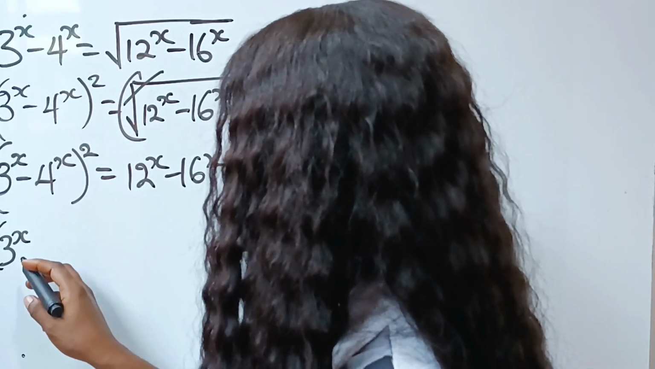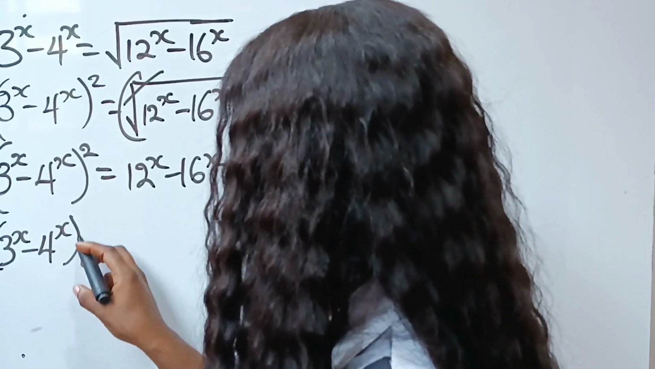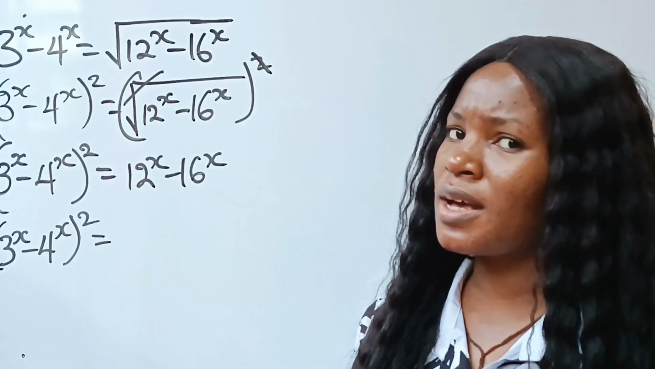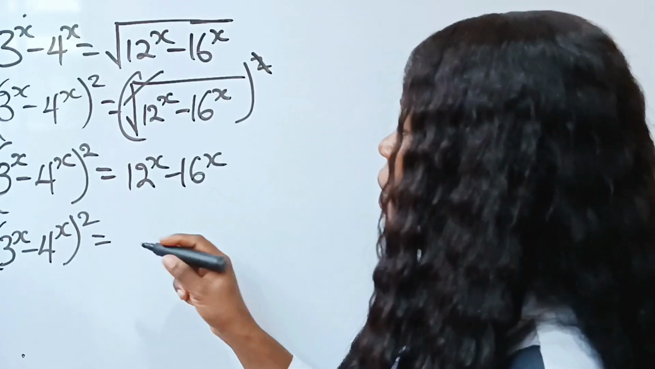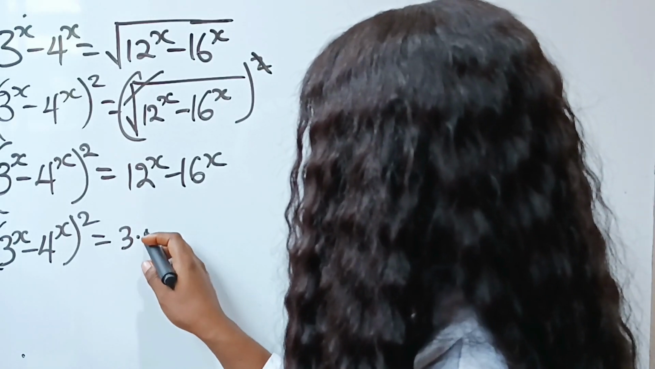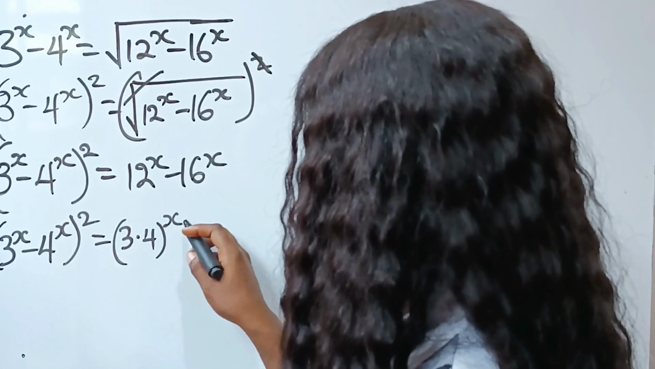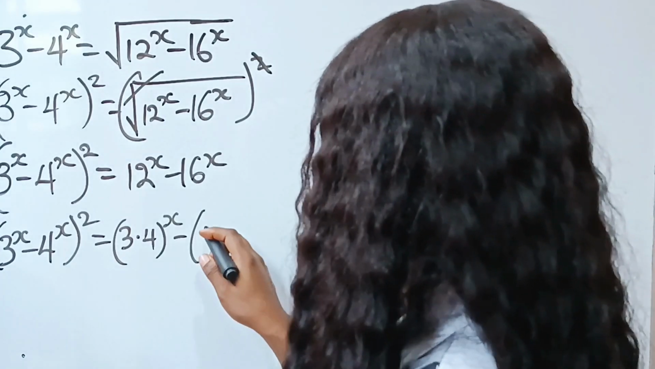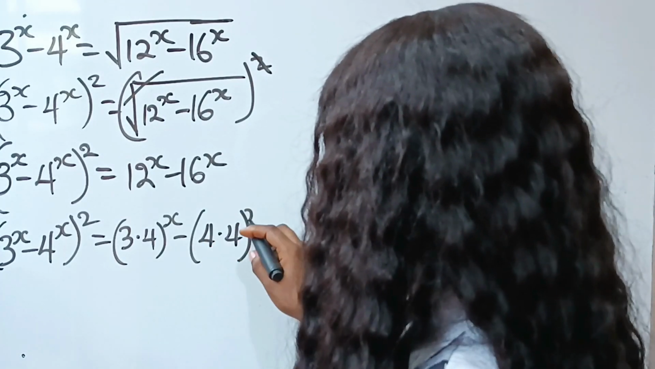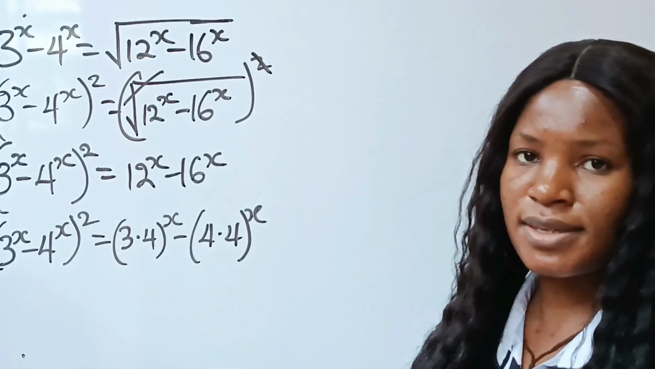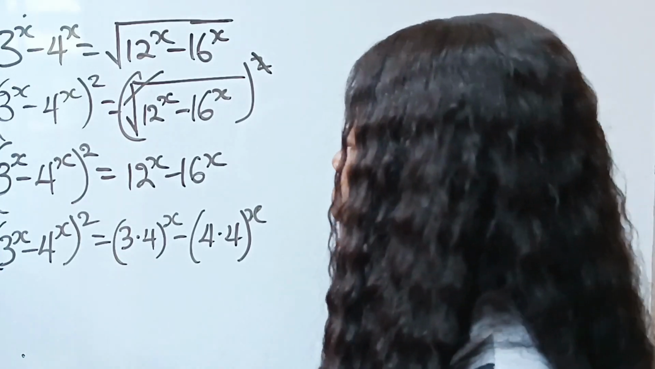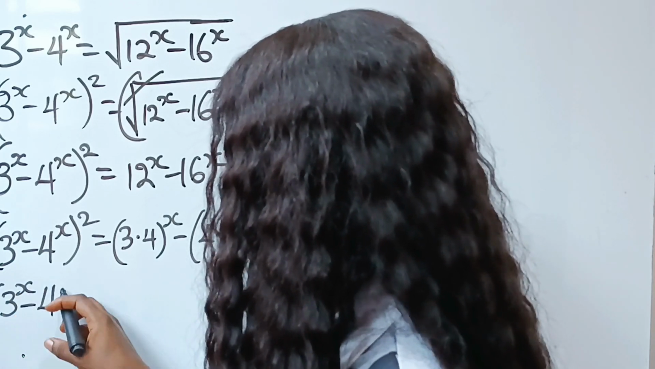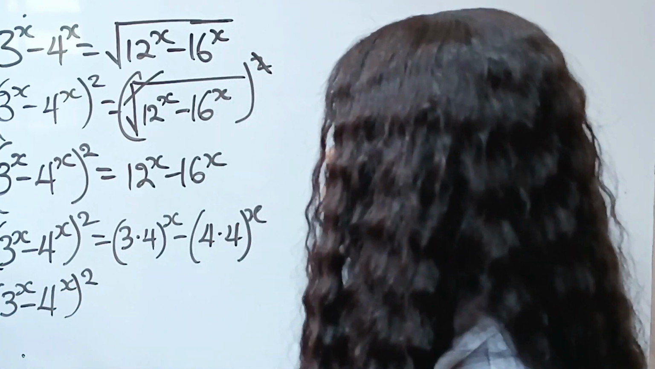Okay, now this is equal to what? We have (3 to the power of x minus 4 to the power of x) squared is equal to, now 12 can be expressed as 3 multiplied by 4. So we can write this as (3 multiplied by 4) raised to the power of x minus, and 16 is the same thing as 4 multiplied by 4. So 4 multiplied by 4 raised to the power of x.